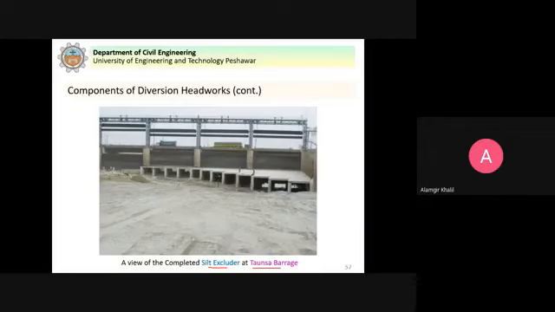So the basic principle, as I already explained, is that the lower layers of the water carry the silt. So that will enter into the silt excluder tunnel, and you can see the gates are open, so that can be flushed to the downstream side. And the upper layers, that water will be allowed to enter into the canal head regulator.